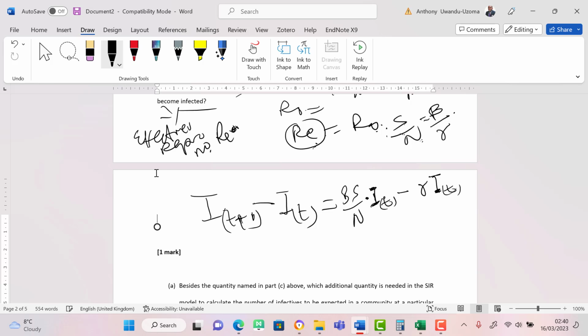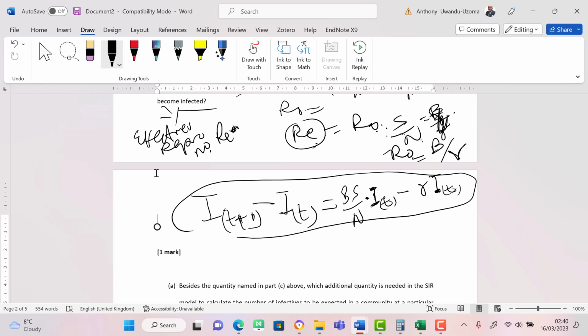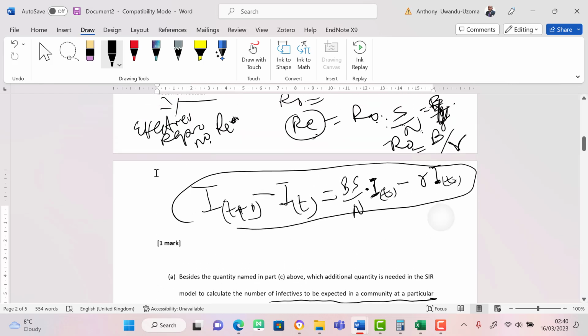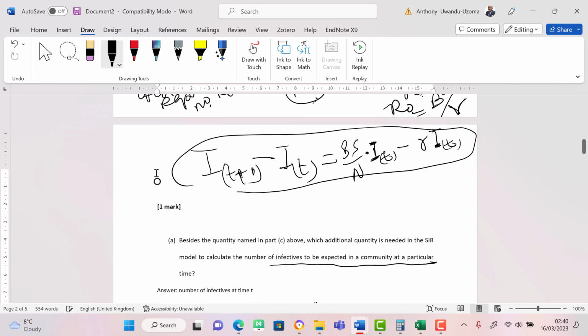Okay, so our R0 is equal to beta over gamma. This is the equation for the SIR model. Now we have our RE already, as R0 times S over N. That's our RE. Then we have our SIR model.